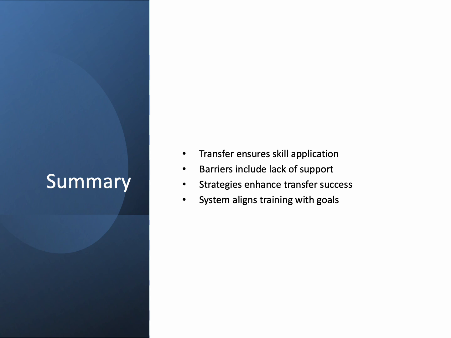In summary, transfer of training ensures skills are applied and maintained, driving performance. Barriers like lack of supervisor support hinder success, but strategies like interventions and supplements enhance transfer. The transfer system aligns training with organizational goals. For example, effective transfer in safety training reduces incidents. As we conclude, reflect on how transfer applies in your field. This lecture provides a framework for ensuring training delivers lasting impact in industries like education or manufacturing.